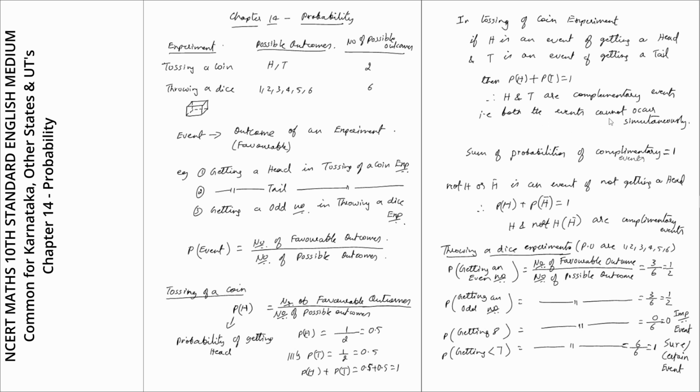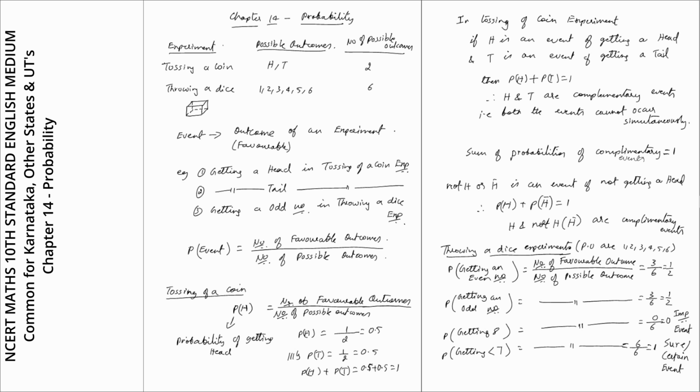That's why these two events are called complementary events, and the sum of the probabilities of complementary events is equal to 1. If H is the event of getting a head, then not H, or H bar, read as not H only, is the event of not getting a head. Therefore the probability of getting a head and the probability of not getting a head will be equal to 1. So here H and not H are complementary events.